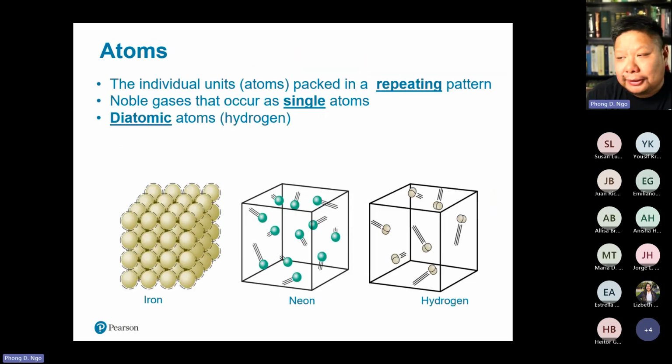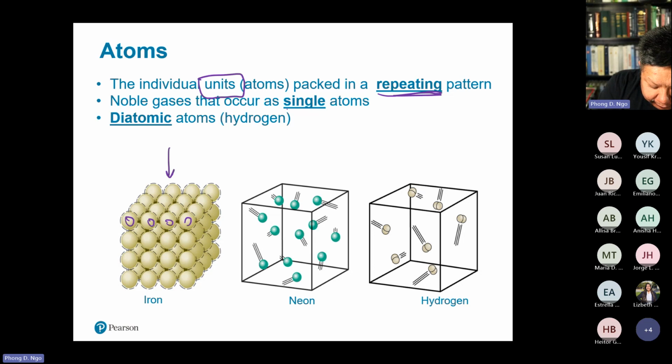So let's talk about atoms. We talked about atoms already before, right? But let's just talk about them in a chemistry sense. Atoms are the individual units of matter, and they're usually in a repeating pattern in a solid. So here's solid iron, and each one of these little balls is an iron atom.